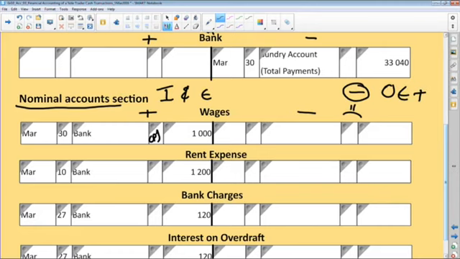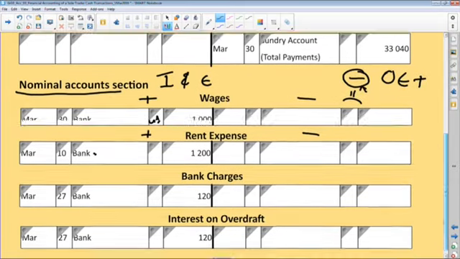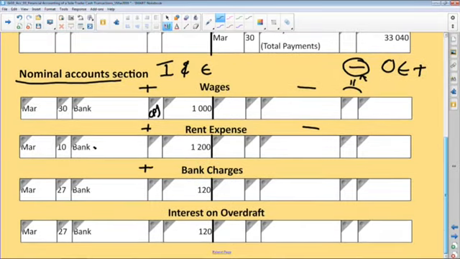Another one, the rent expense. Rent expenses go up. Why did rent expenses go up? Because I paid money, and therefore your owner loses interest, his owner's equity goes down again. The next one, bank charges, also an expense. Expenses are plus minus, and remember, a negative effect on your owner's equity. The last one, interest on overdraft. Also an expense. Remember, it's a financial expense. The expense goes up. Why? Because we paid interest, and because we pay, your owner's equity is negatively affected because your expense went up.